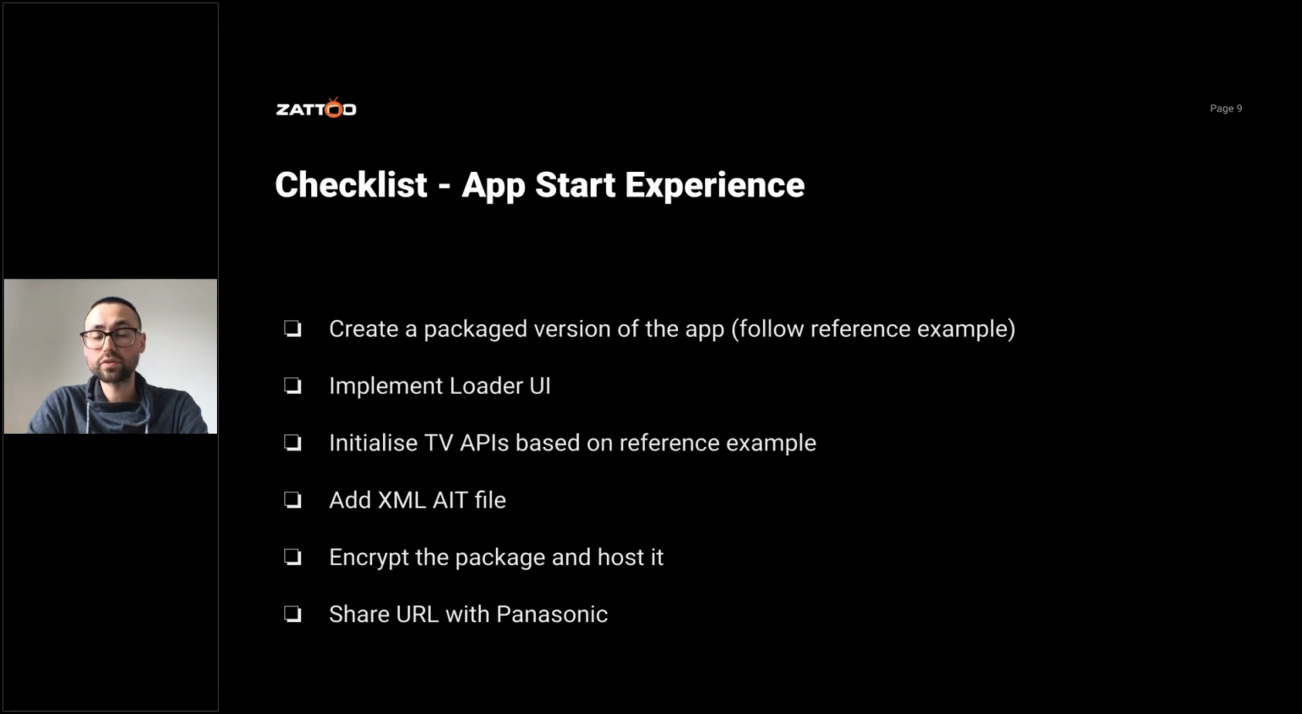The next steps are not required for development purposes, but they are required for a production-ready application. You would need to create a specific XML AIT file, which is going to contain some application metadata like version, name, ID, etc. Then the production package should be encrypted and hosted via HTTPS protocol, and the URL should be shared with Panasonic so they can build it into the TV firmware, and the TV can discover such apps.